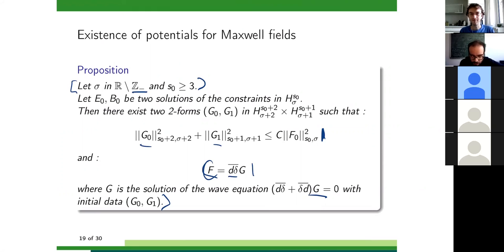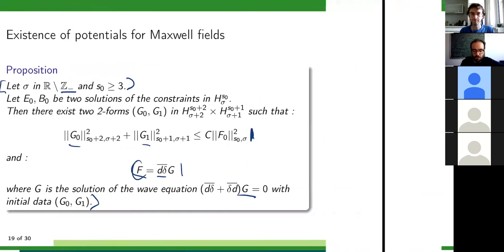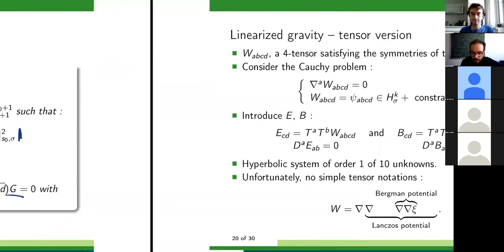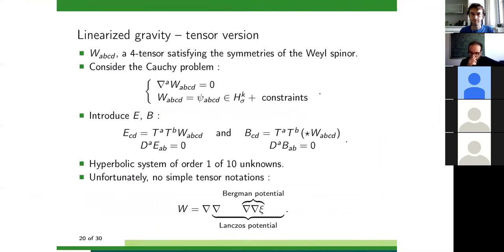So I've done that for Maxwell. Now I will do it for linearized gravity, just to be clear. It works for any field of arbitrary spin. I'm just doing these two because I can write them in tensor indices, more or less. So now I will do linearized gravity.